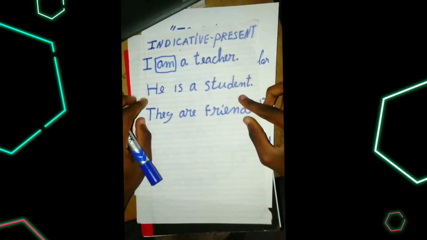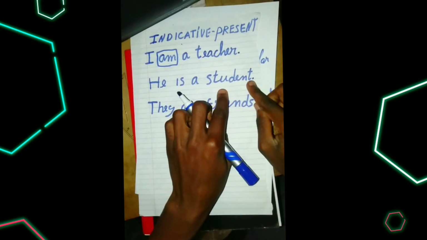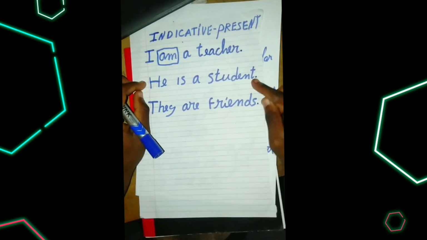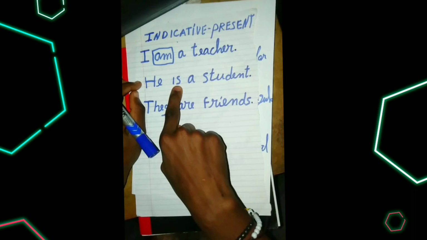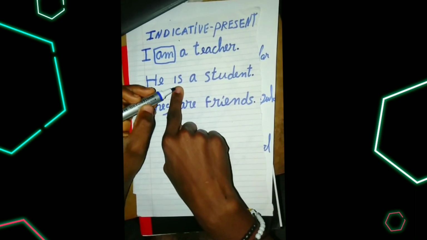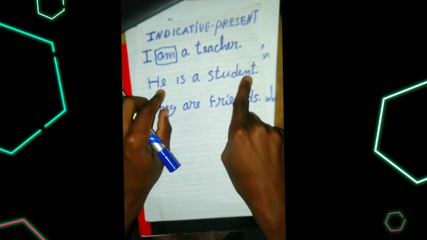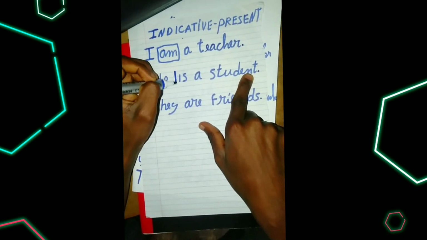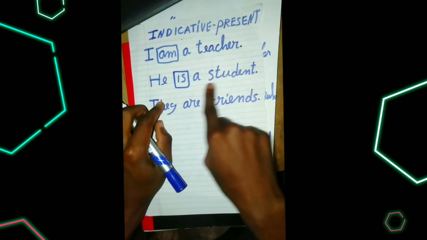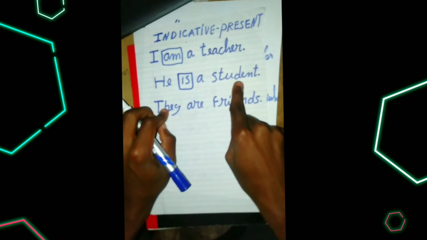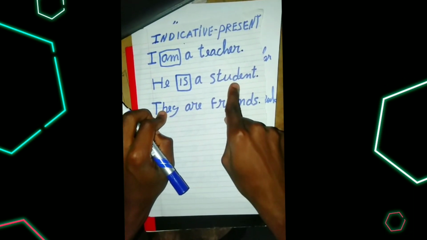Okay, and here, he is a student. We conjugated the verb to be and we formed a sentence. Where is the verb in this sentence? The verb is here. Is in the 3rd person. Repeat, he is a student.